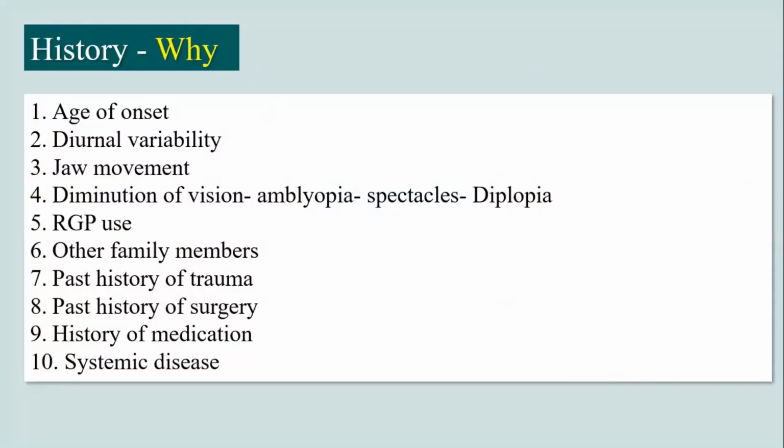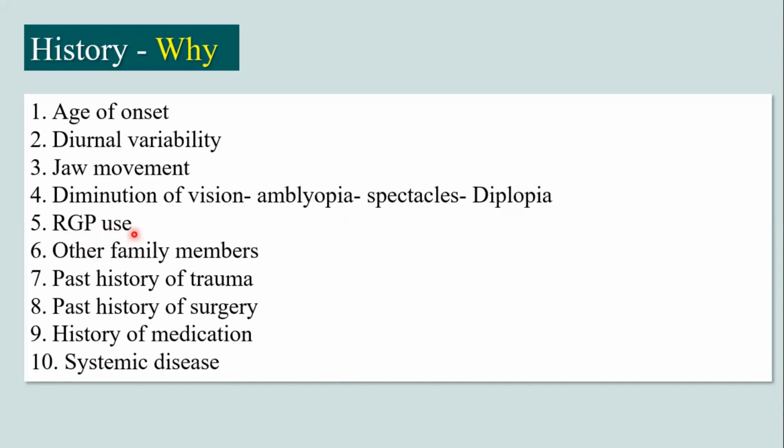Although the history is not taken in the exam, you have to keep in mind the points to be asked in a case of ptosis, because you may say this to the examiner in the discussion part after finishing the case. So let's answer it quickly. What is the importance of age of onset, for example? Congenital means dating since birth. Diurnal variability because of myasthenia, for example, jaw movement because of Marcus Gunn, any diminution of vision, amblyopia, spectacles, any diplopia. Diplopia may be because of myasthenia causing ptosis and misalignment.